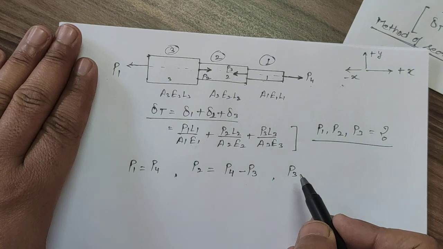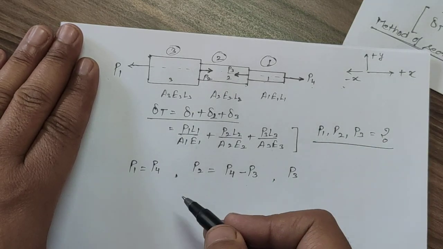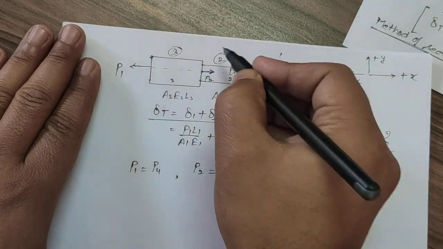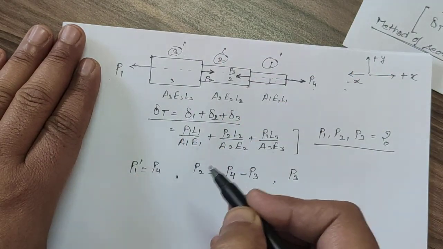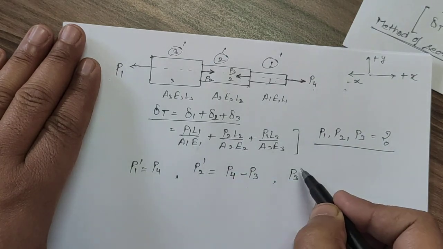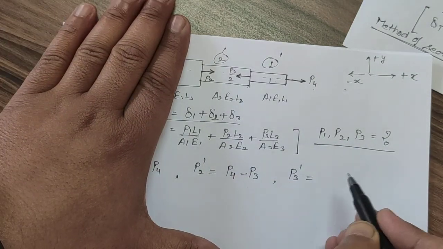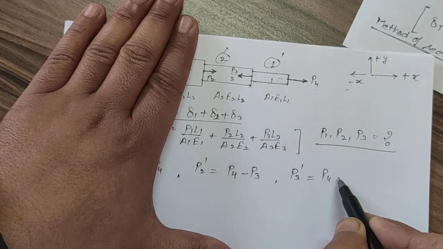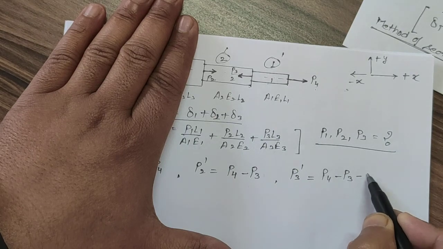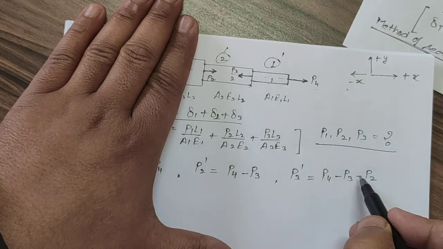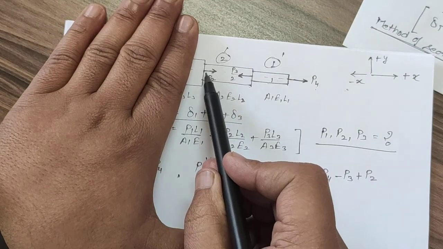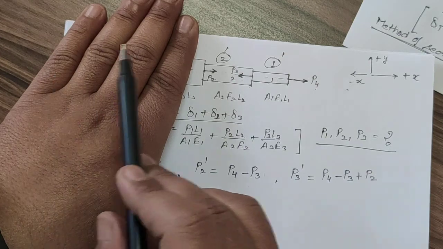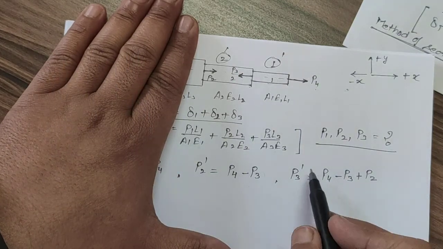let's say there is some confusion because we are already having P1. Let's say this one is P1 dash, the members are dash dash. So P1 dash, here we have P2 dash, we have taken P3 dash. So P3 dash will be equal to P4 positive, minus P3 negative, minus P2 means plus P2, positive x direction: plus, minus, plus. We don't have to observe from the left hand direction.